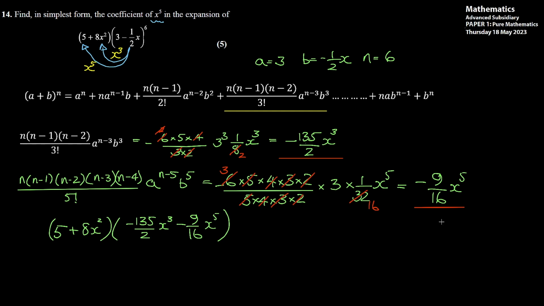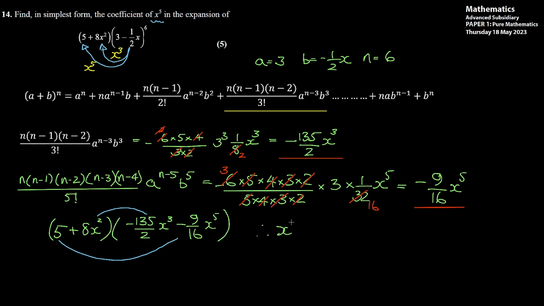So I've brought our two results down for x to the power 3 and x to the power 5, and I've put them into a bracket here, and I've brought down our first bracket, 5 plus 8x squared. Which are the multiplications we need? This is one of them, and this is the other. Remember, we're not multiplying the whole thing out, so this is not an equals.